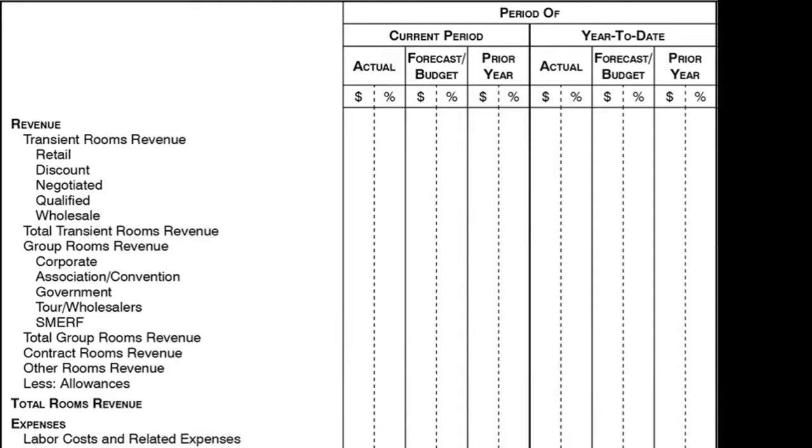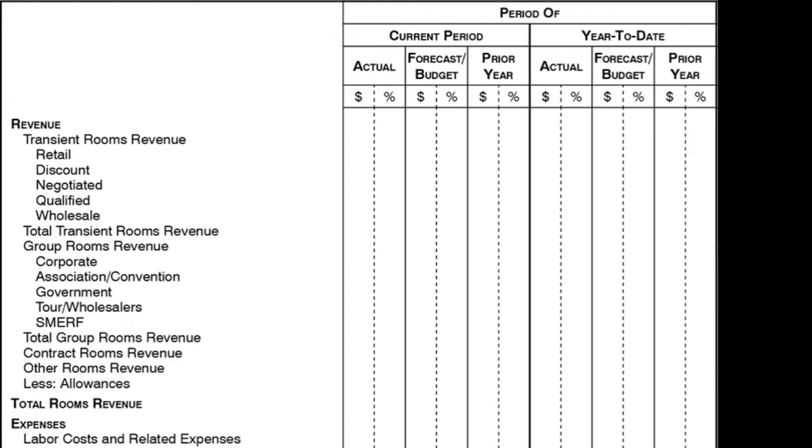In this format, as you will see on the screen, revenue is divided into groups, into a few categories. One is transient room revenue, which is again distributed by each market segment: retail, discount, negotiated, qualified, wholesale, and other things. We will be discussing all details of these segments in a short while.